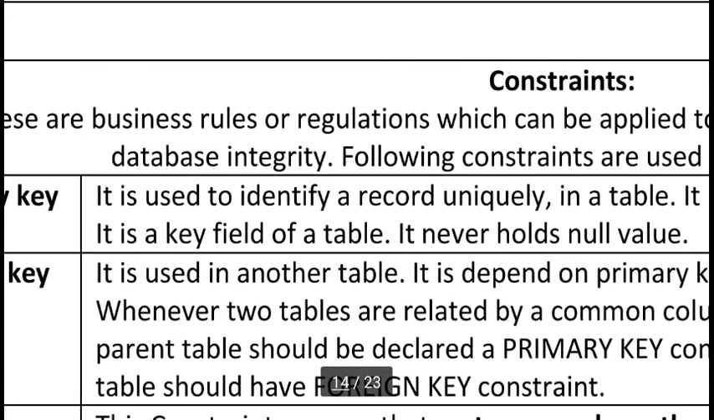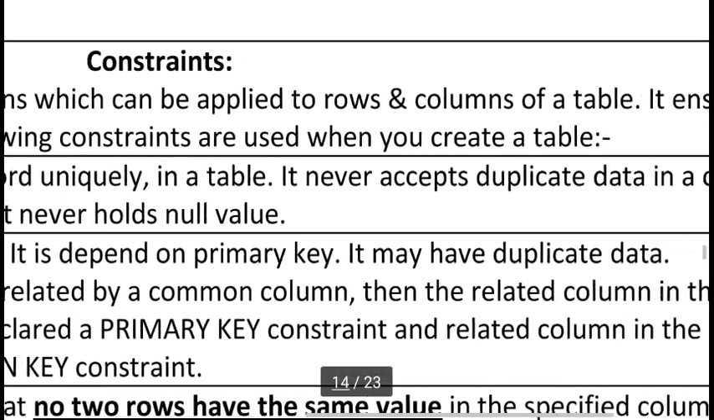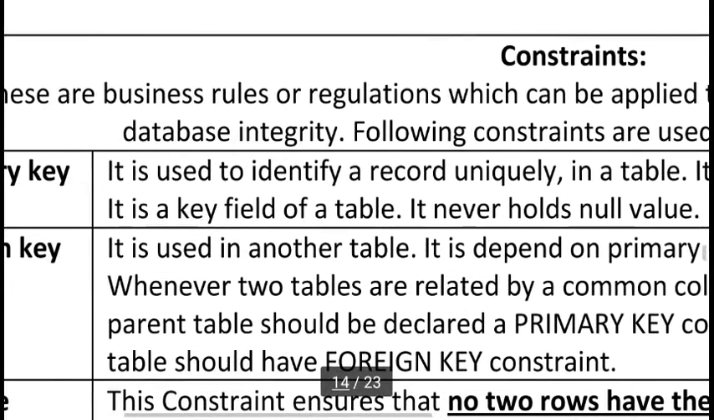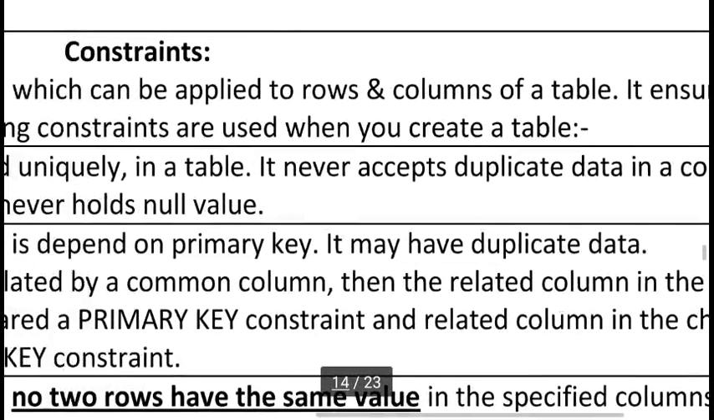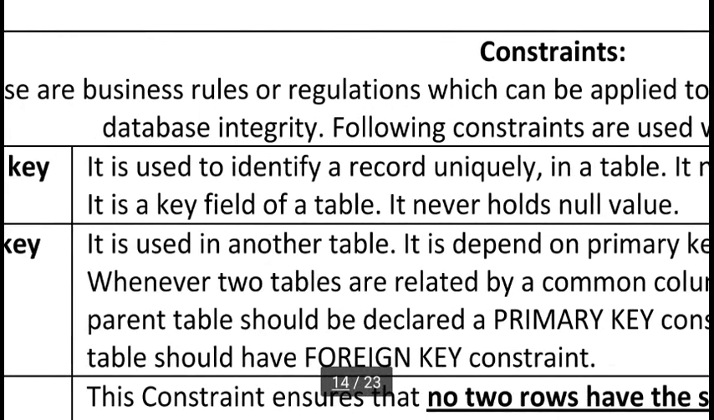Whenever two tables are related by a common column, the related column in the parent table should be declared as a primary key constraint, and the related column in the child table should have a foreign key constraint. Suppose we have two tables, a student table and a marks table. The student table is our main table, the parent table. In it the student ID or roll number must be a primary key.